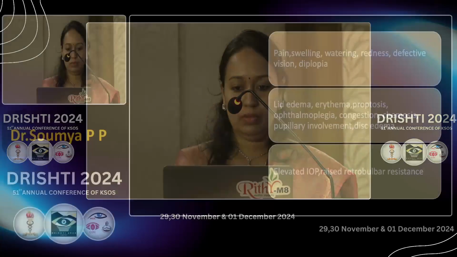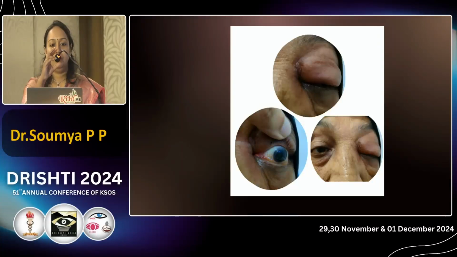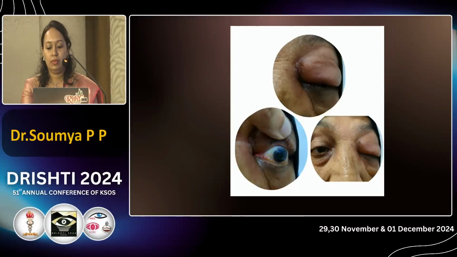Topic is Orbital Ordeal: Navigating the Management of Cellulitis, and the speaker is Dr. Soumya Narayanan. She is a consultant oculoplastic surgeon and visiting consultant in multiple hospitals in Calicut.